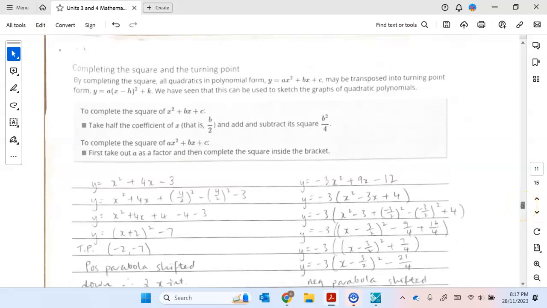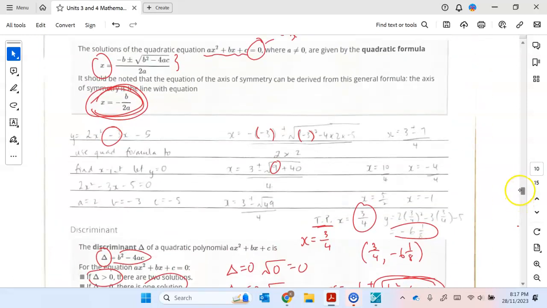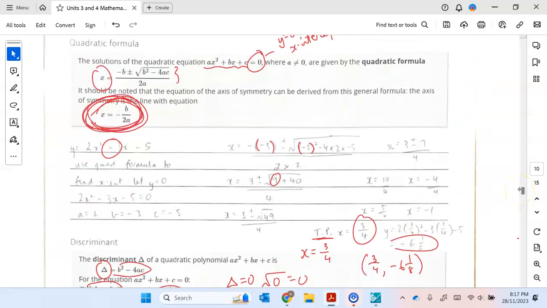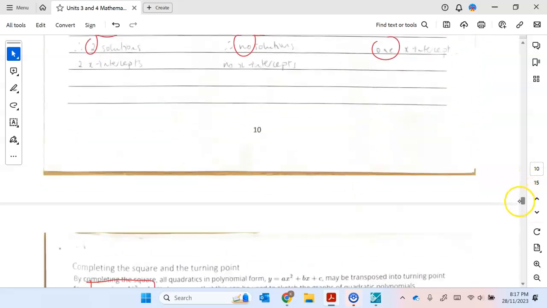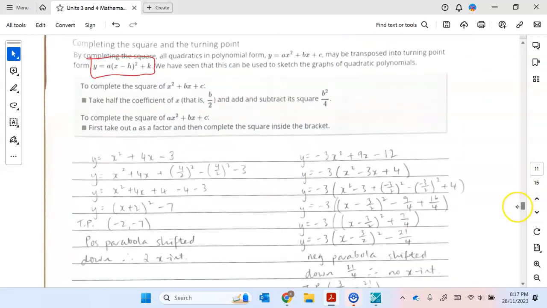All right, completing the square and the turning point. So as I said before, this is your turning point form. And turning point form is good to see the transformations, and the turning point, obviously. But you can get the turning point without completing the square. So remember what we did earlier, with this formula here that I've circled so many times already. You can get the x-coordinate of the turning point there. You don't need to put it into turning point form to get the turning point.